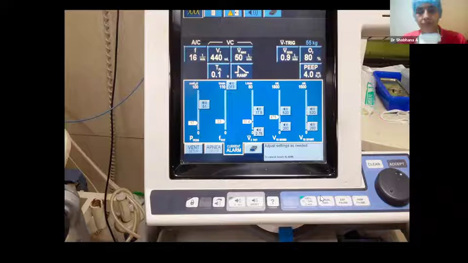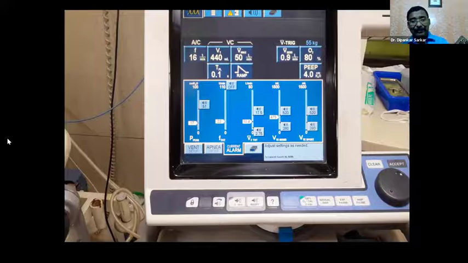And the second question is, how do you diagnose a blocked tube? Very simple. The patient will have increased peak pressure, and there will be a drop in saturation. Number three, which is important, initially there will be tachycardia followed by bradycardia. And you are not finding the patient biting or any other thing.